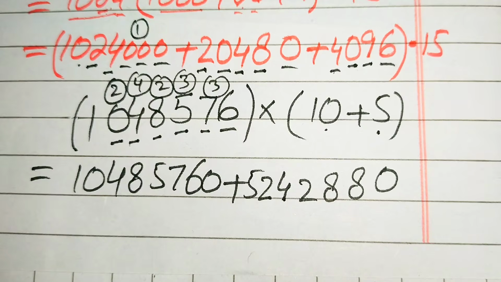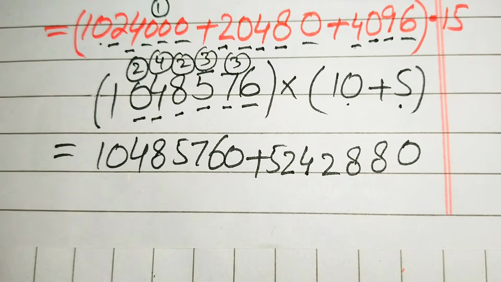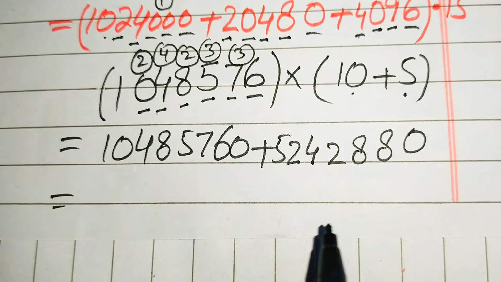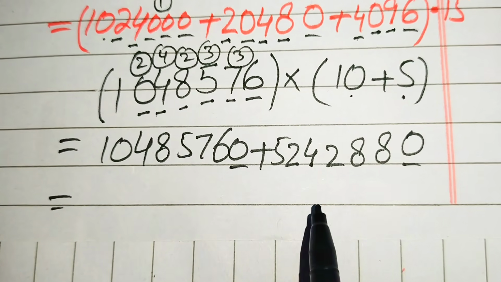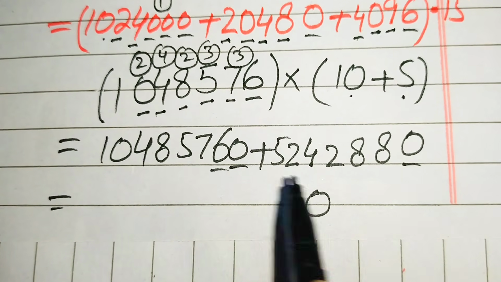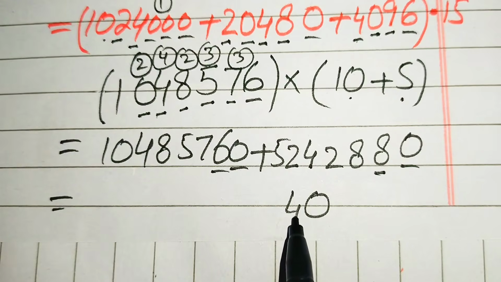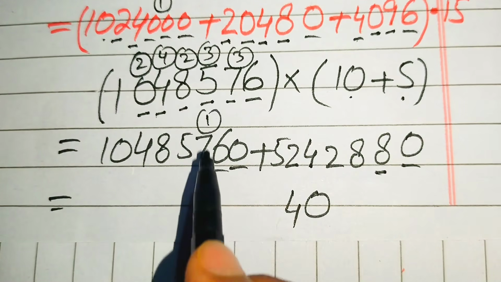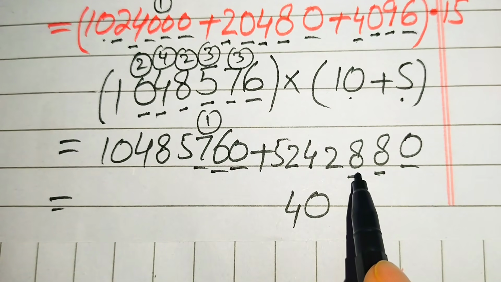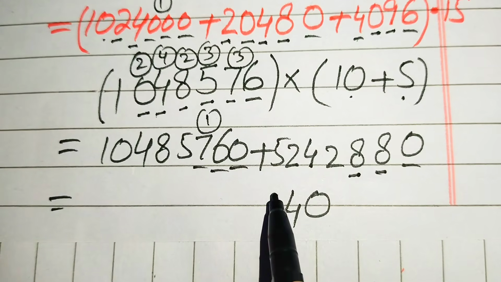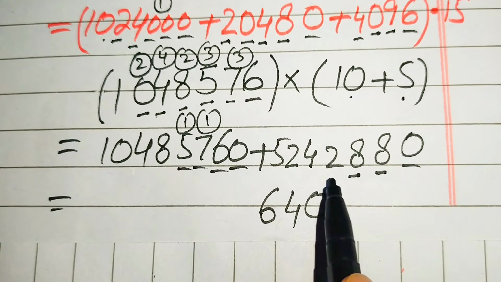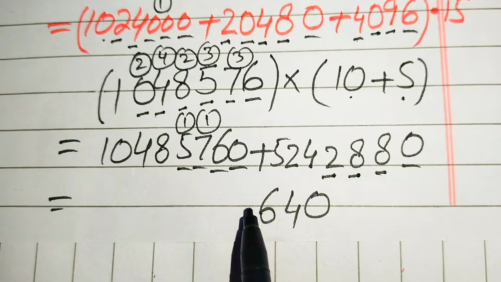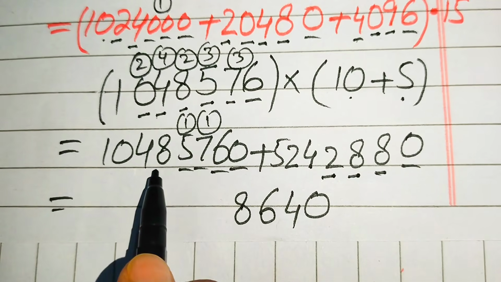So here in the final answer we need to sum up both of these two values and we get our final destination. This is 0 plus 0 becomes 0. 6 plus 8 becomes 14. We write 4 and carry 1. 7 plus 8 becomes 15. 15 plus 1 becomes 16. We write 6 and carry 1. So 5 plus 2 becomes 7. 7 plus 1 becomes 8.